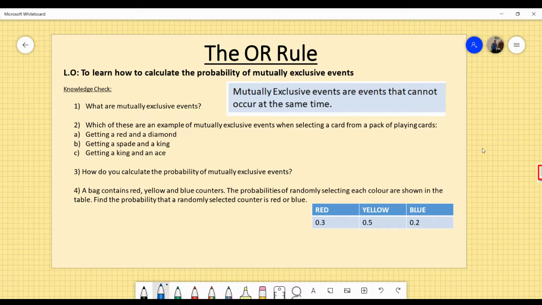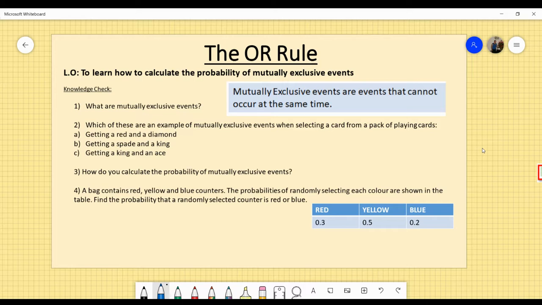All right, and therefore if we have a look at question 2, we are trying to find out by looking at each of these events, if we are selecting a single card from a pack of playing cards, can I have these two things happen at the same time or not? So if we think about part A, getting a red card and a diamond. So we can get a red diamond.